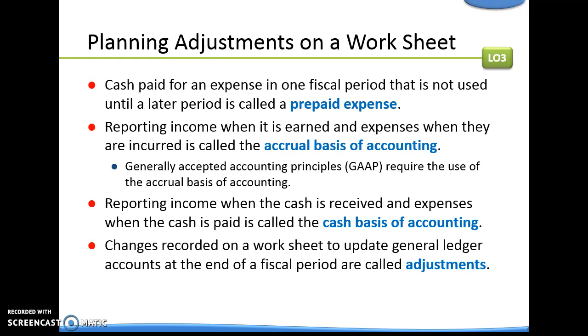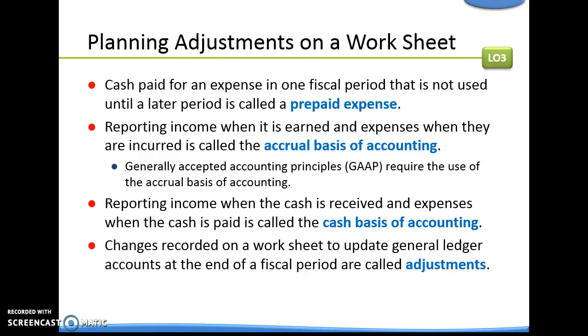Cash paid for an expense in one fiscal period that is not used until a later period is called a prepaid expense. Reporting income when it is earned and expenses when they are incurred is called the accrual basis of accounting. Generally accepted accounting principles, GAAP, require the use of the accrual basis of accounting.